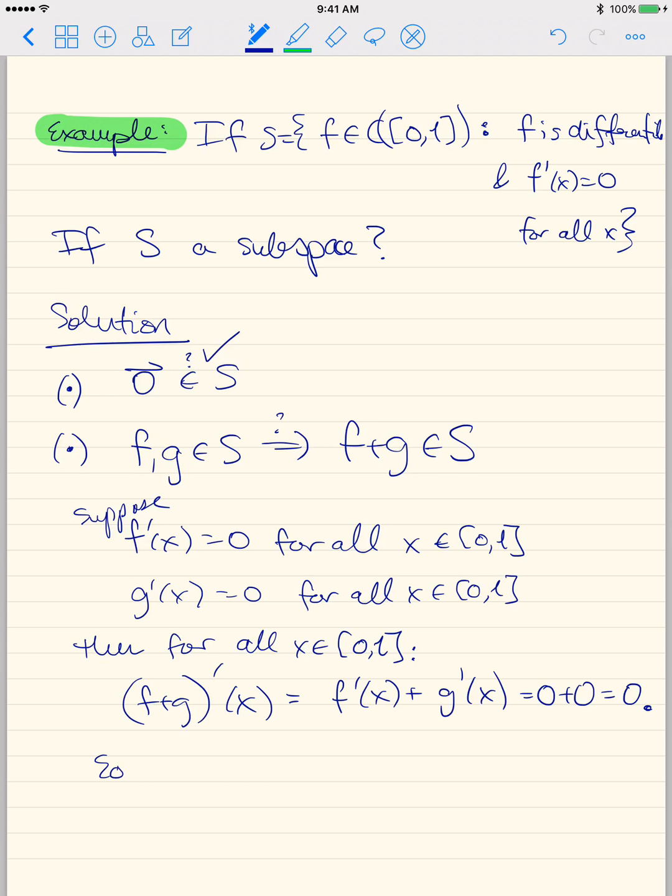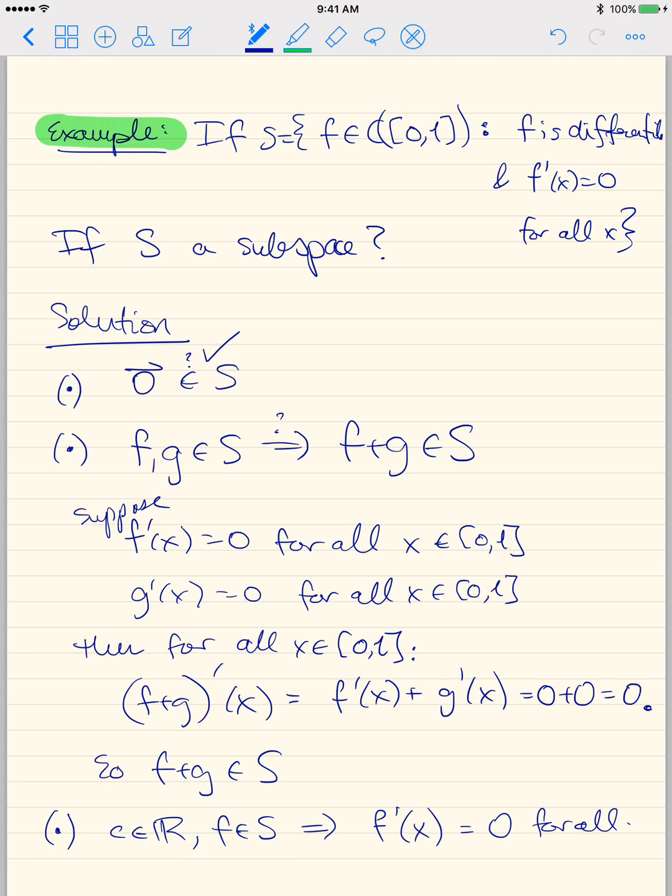Okay, and then the last one, it almost always happens that these second and third conditions are virtually identical to check, so I'll just write it down for completeness. So f prime of x is 0 for all x. And that implies that c times f is also differentiable, and its derivative is c times f prime of x, which is c times 0, which is 0.